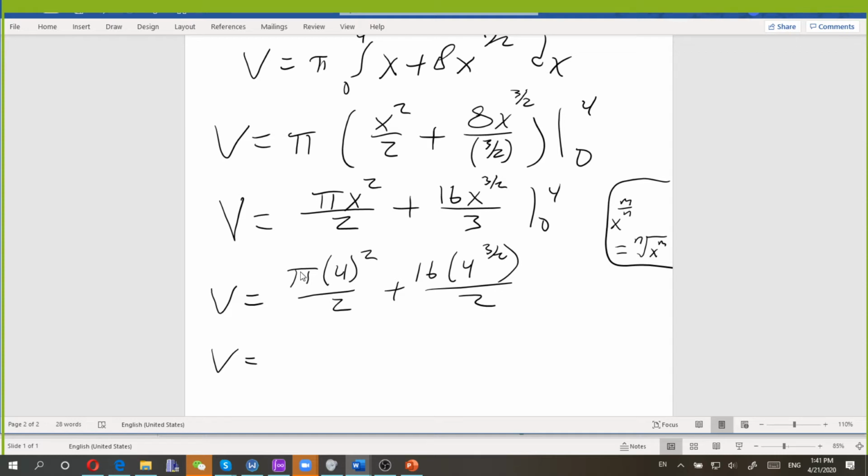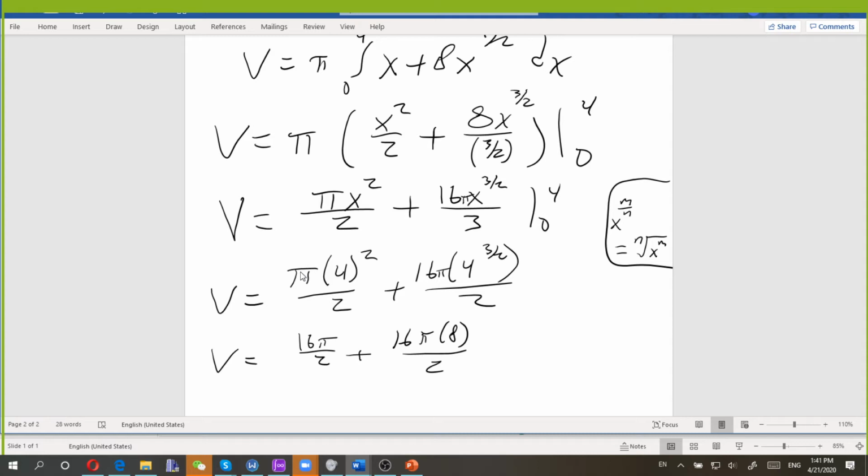So this is 16 pi over 2 plus 16. Hold on, I don't think I multiplied by pi, did I? I did not. It should be 16 pi. 16 pi, there we go. And then we said the square root of 4 is 2, 2 cubed is 8, so this is 8 over 2.